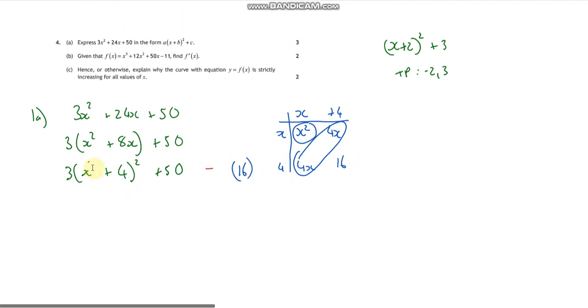But that 16 is also multiplied by 3, because don't forget, this bracket here is not just x squared I wanted, it was 3x squared. It's not 8x, it was 24x. So I need to make sure I also times that by 3. So that's going to come out as 48. My final answer is going to be 3 (x plus 4) squared, 50 take away 48. So it's going to be plus 2.